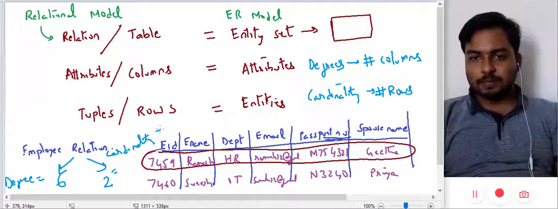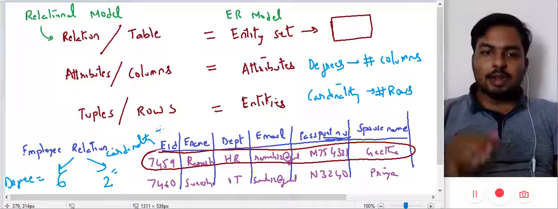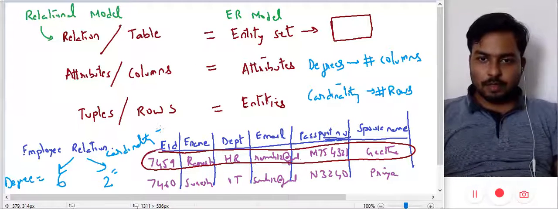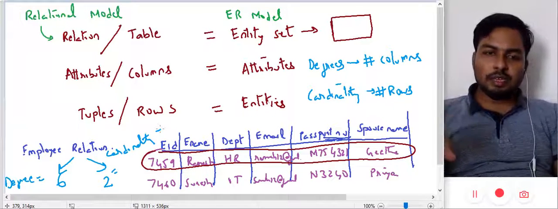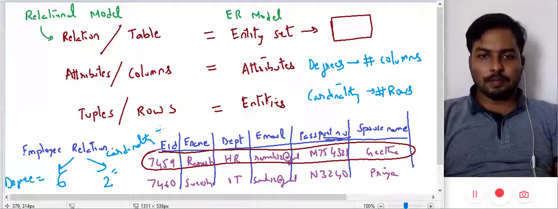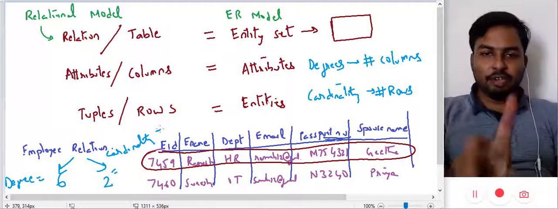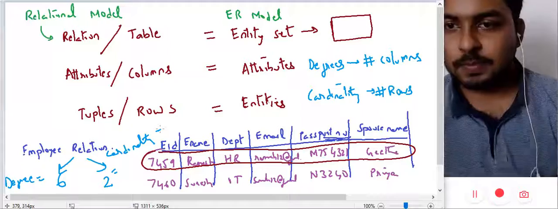Mapping cardinality is different. If they give you a relational model and they are asking you the cardinality, then the cardinality will be equal to the number of rows. But in an ER diagram, we don't write the number of rows. No, they will not give you the ER diagram and ask this question on degrees and cardinality. If they're asking you a question on degrees and cardinality, they have to give you a relational model, a table, a relation.